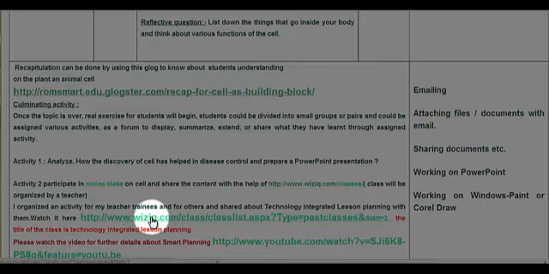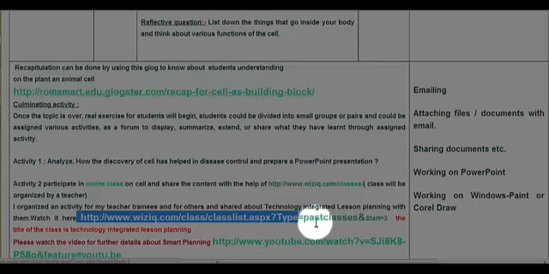Then you can ask them to email the contents and attach files, so that they also learn techno skills to participate in online classes. And by posting the same on your blog, developing a blog for yourself and for your students, you can do wonders.